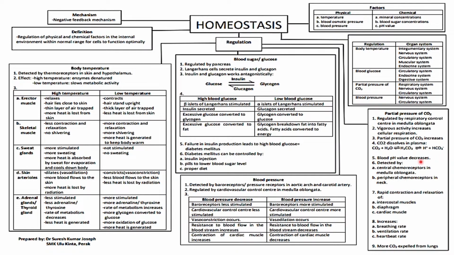So this will be detected by central chemoreceptors in the medulla oblongata and also the peripheral chemoreceptors in the neck. Alright, so what will happen next? Rapid contraction and relaxation of intercostal muscle, diaphragm and cardiac muscle. So therefore, our breathing rate, ventilation rate, and heartbeat rate will also increase. So therefore, more carbon dioxide will be expelled from the lungs. Right? Alright, now let us look at some of the questions.